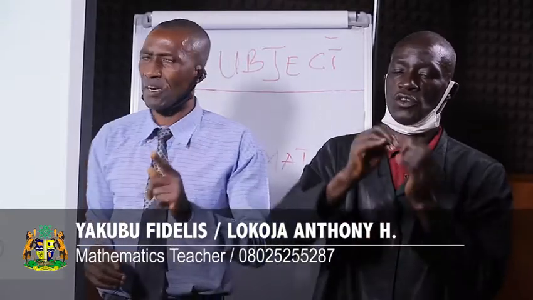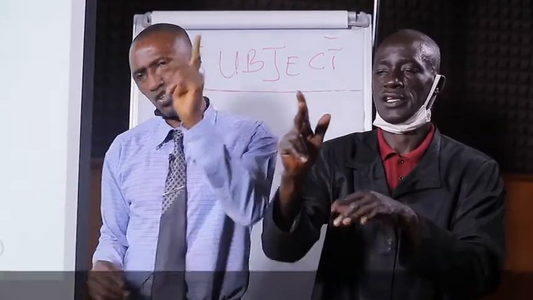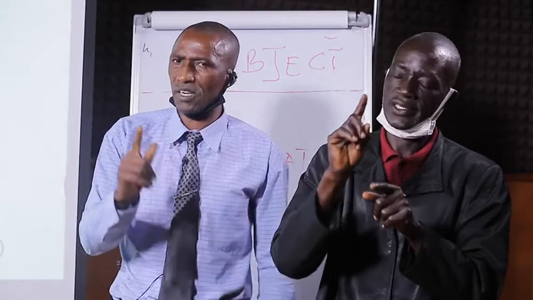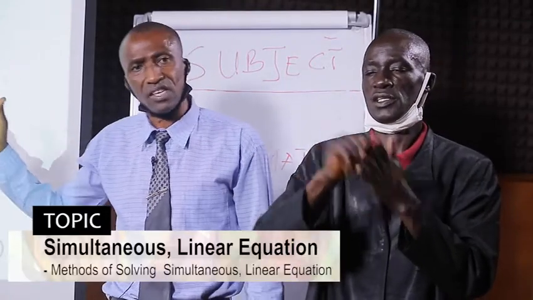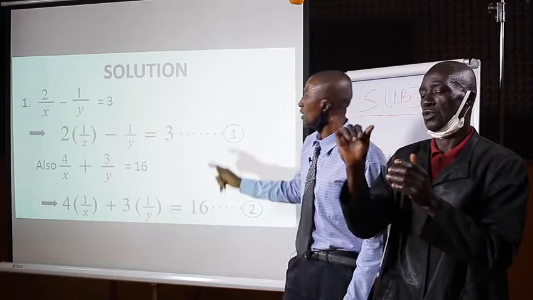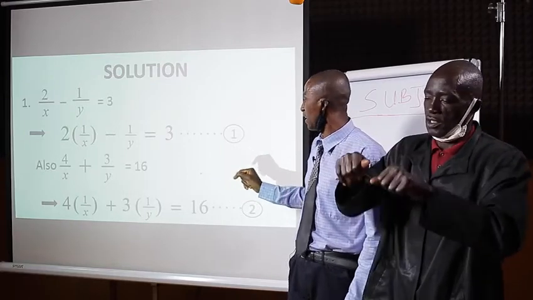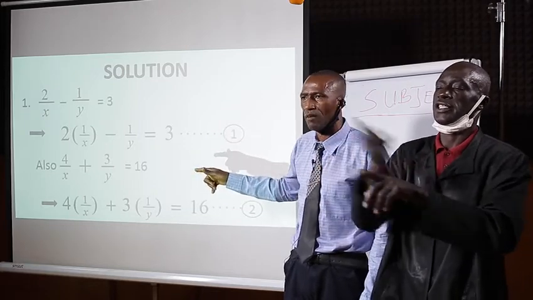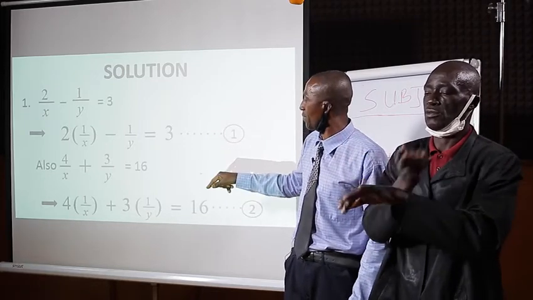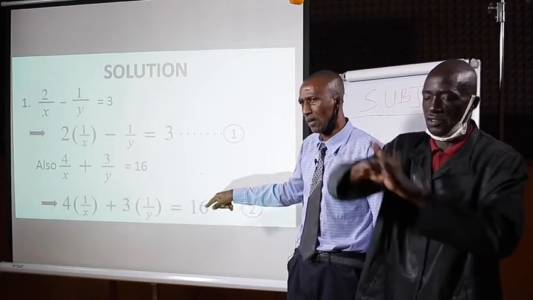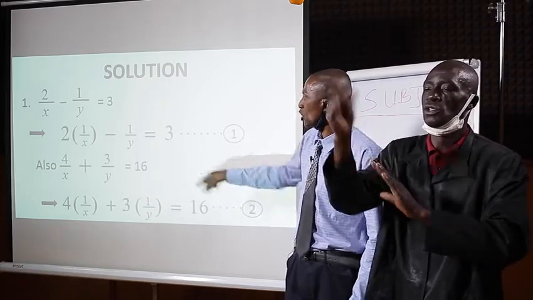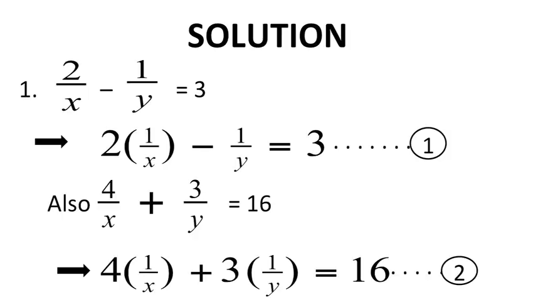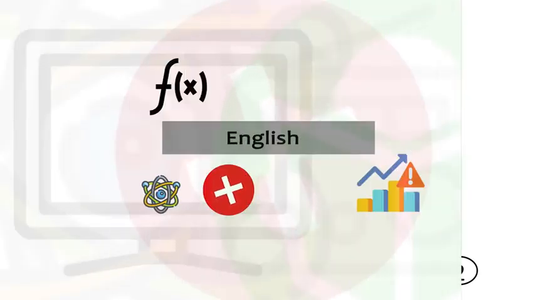Then, the second fraction is 3 over y. A number that you can multiply by 3 to still give you 3 is also 1. So now, 3 over y can also be translated as 3 times 1 over y, which mathematically can be written as 3 into 1 over y. So the equation now becomes 4 into 1 over x plus 3 into 1 over y equals 16. And I name it equation 2.